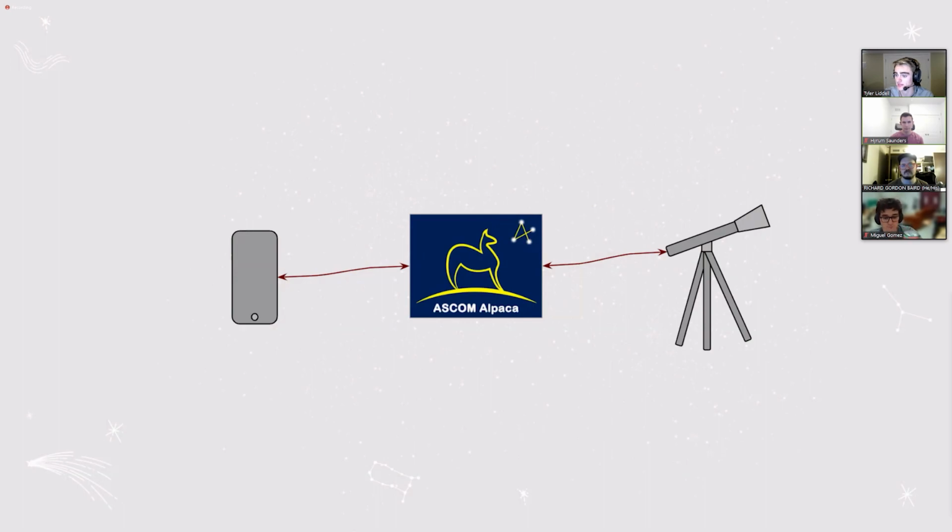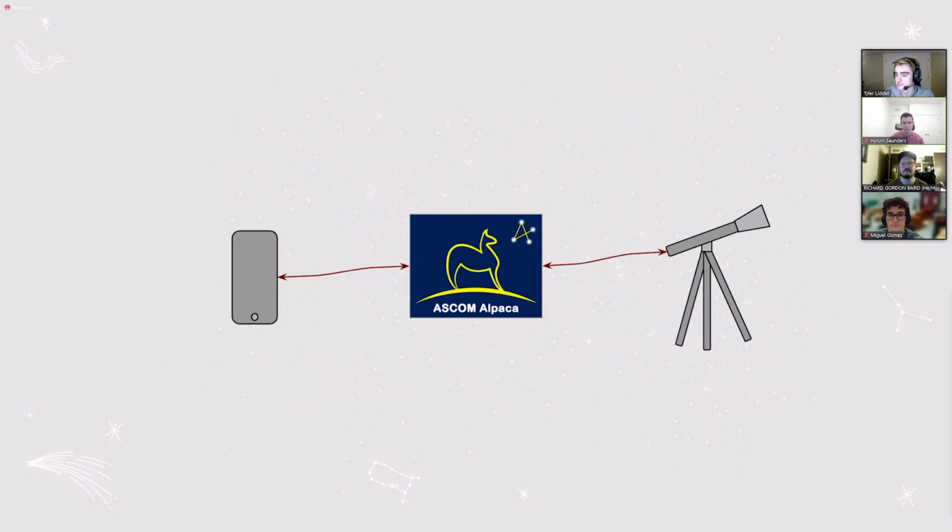ASCOM Alpaca is a standard used in many professional astronomy instruments. It provides an interface. You still have to implement all of the software on the left and the right side. So it requires you to implement functionalities like starting exposures, slewing telescopes, getting image data, etc. It's not super nice to work with. There's lots of extra overhead that you have to use.